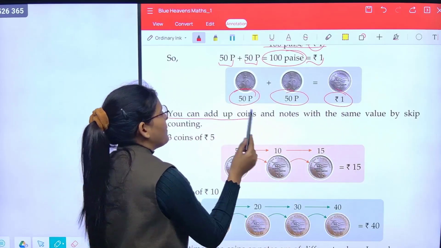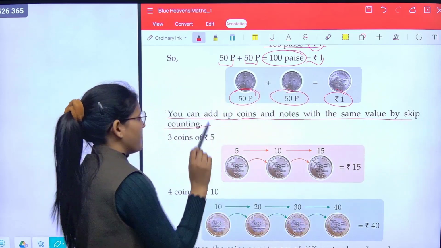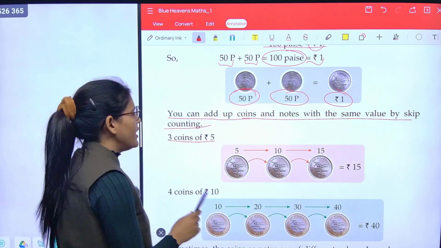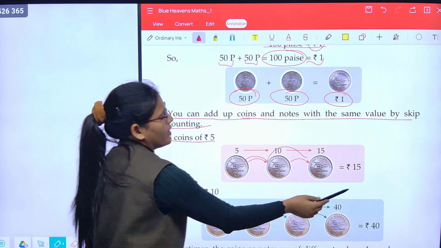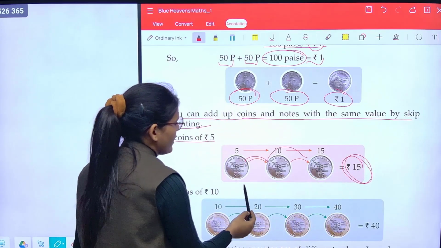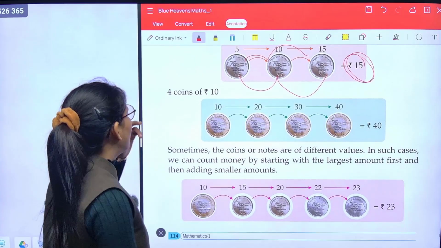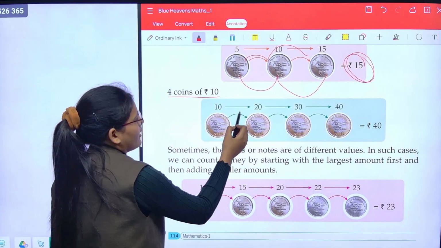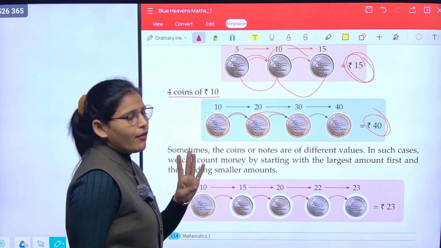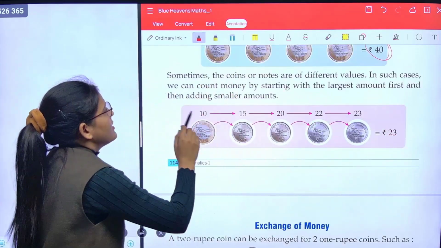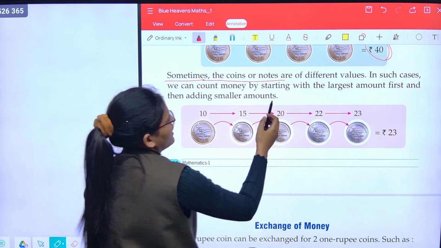You can add up coins and notes with the same value by skip counting. Now 3 coins of 5: 5, 10, 15. So it is 15. Now 4 coins of 10: 10, 20, 30, 40. It is 40. Yes students, sometimes कभी-कभी the coins or notes are of different values.